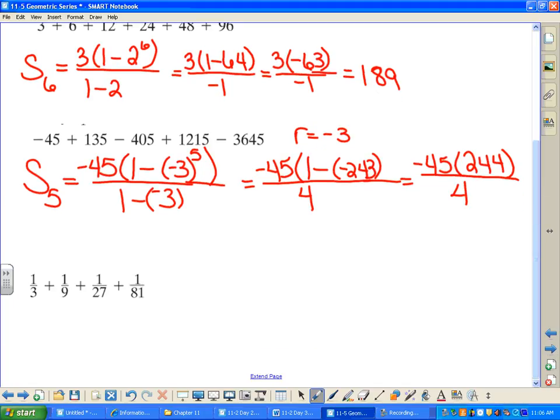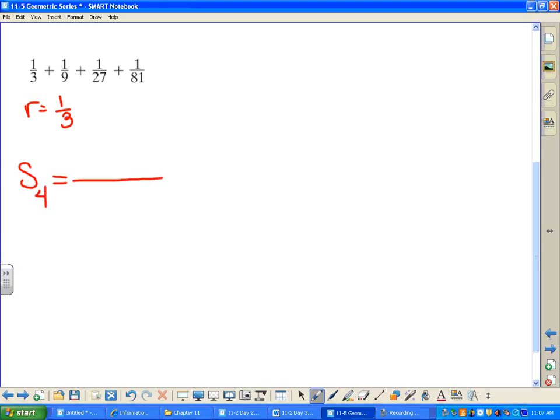All right, let's look at this one. Is this one a geometric series? Yeah, because what's R? 1/3. So let's see if we can figure this one out. How many terms? So S sub 4 is going to equal, okay, what do we put first in the numerator? 1/3, the first term, times 1 minus 1/3 to the 4th, all over 1 minus 1/3.